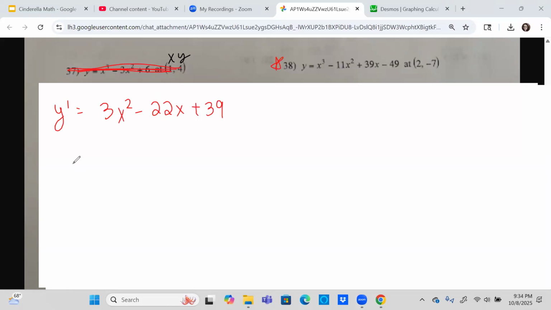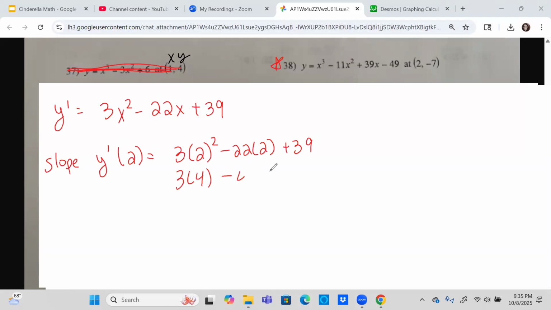Getting the slope, we're going to do y prime evaluated at 2. So that's 3 times 2 squared minus 22 times 2 plus 39. Of course, you can just use a calculator if that's allowed. That would be 3 times 4 minus 44 plus 39. 12 minus 44 plus 39. Let's see, it's getting late here. 12 minus 44 is negative 32 plus 39. I'm getting 7. That's our slope.